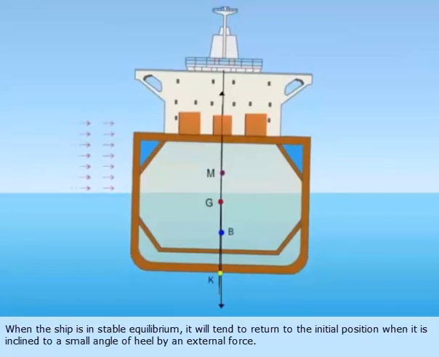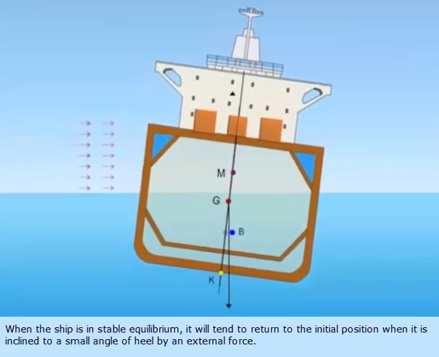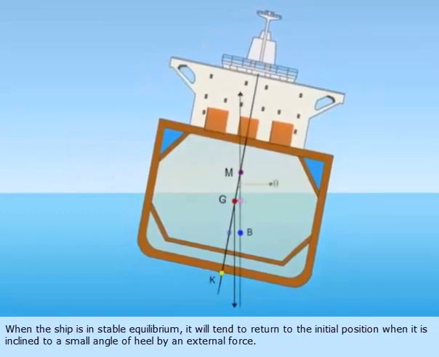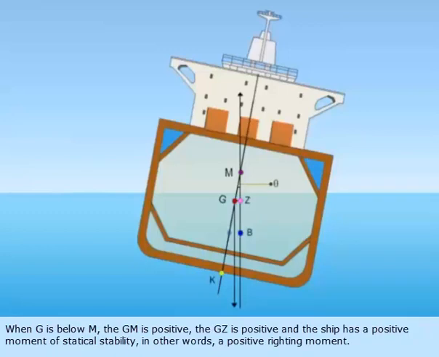When the ship is in stable equilibrium, it will tend to return to the initial position when it is inclined to a small angle of heel by an external force. When G is below M, the GM is positive, the GZ is positive, and the ship has a positive moment of statical stability. In other words, a positive righting moment.